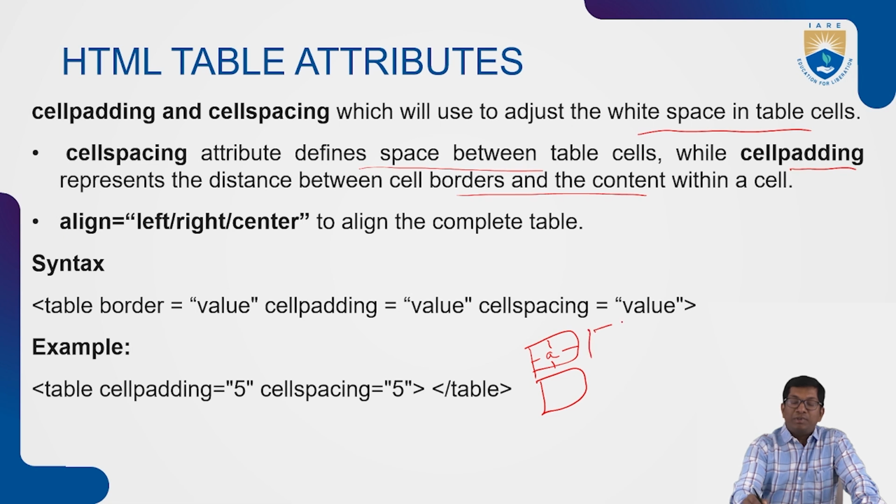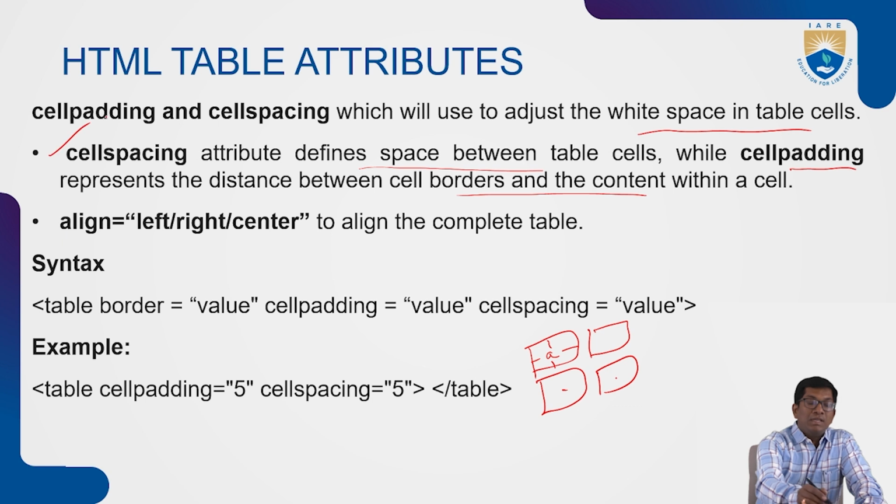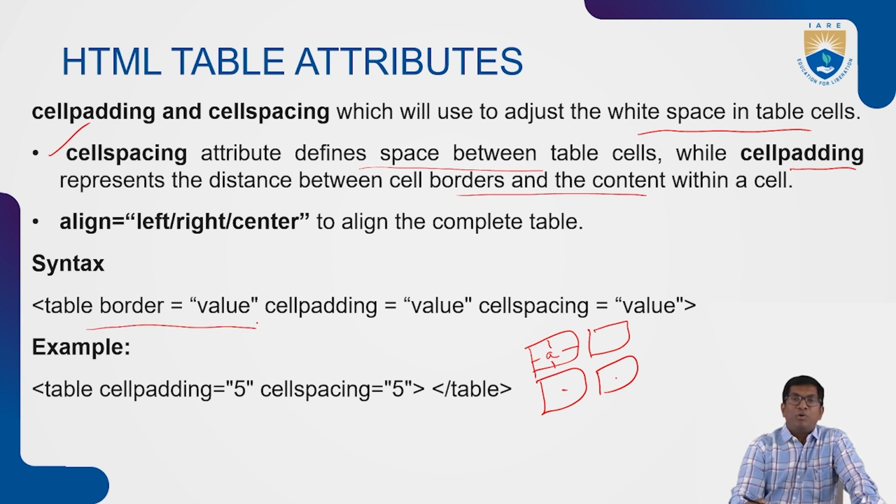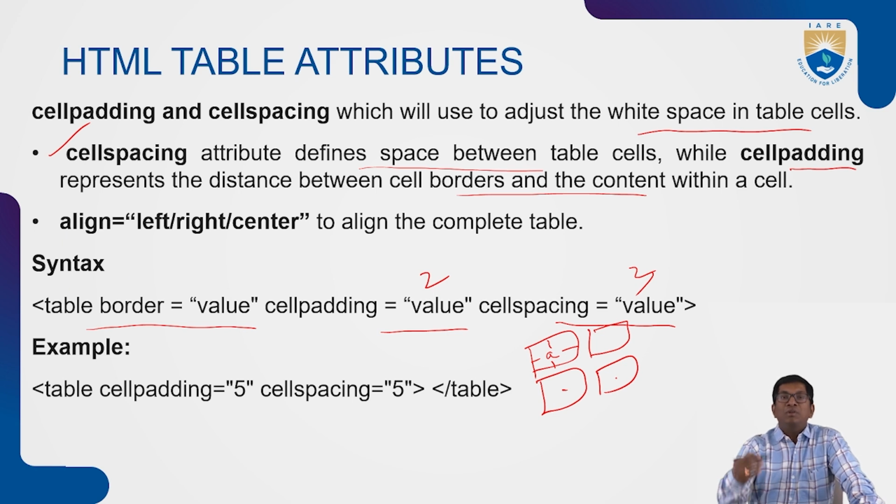Next, if you want to give the space between cell to cell, from this cell to this cell, some space we need, then we have to use cell spacing. Where do we write these attributes? In the table element: cellpadding is equal to value, and cellspacing is equal to value. How much space we need, in pixels, you have to specify 2 pixels or 3 pixels, for each cell to cell or between content and border of the cell, right? So this is a simple example: table cellpadding is equal to 5, cellspacing is equal to 5. So that's about cell padding and cell spacing.